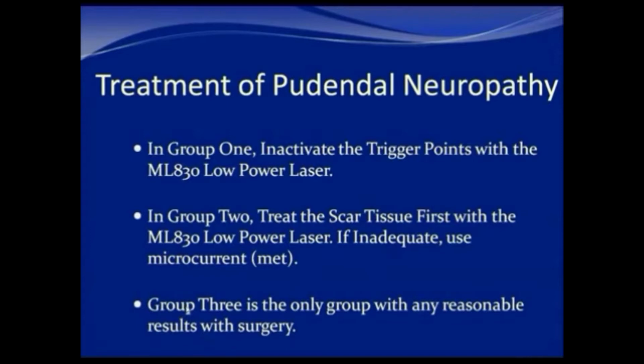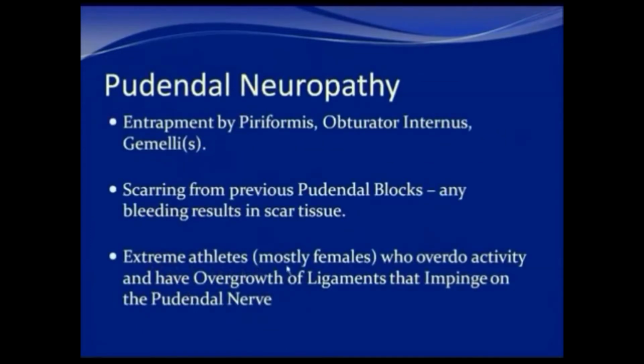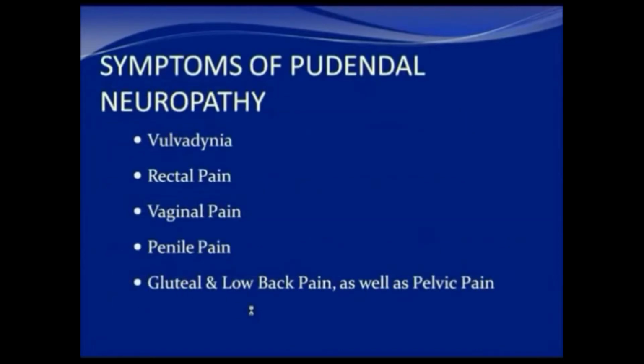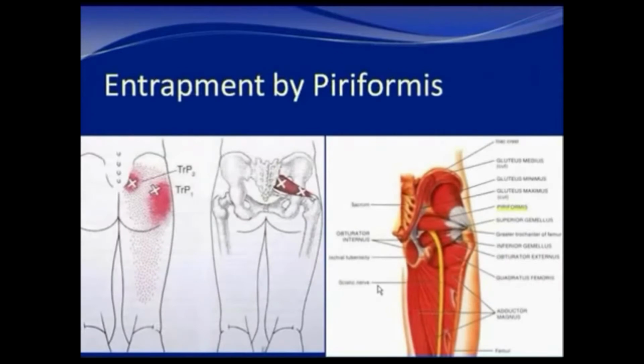Group 3 are these extreme athletes, mostly young females who overdo activity and have overgrowth of the ligaments that impinge on the pudendal nerve. This is the only group with any reasonable results with surgery. They are probably 80% improvement or resolution with surgery. The other first two groups are less than 10%.